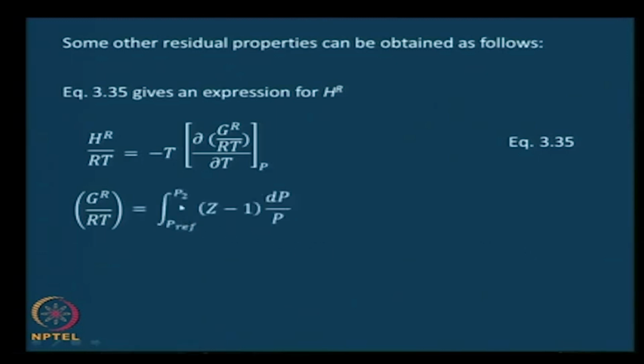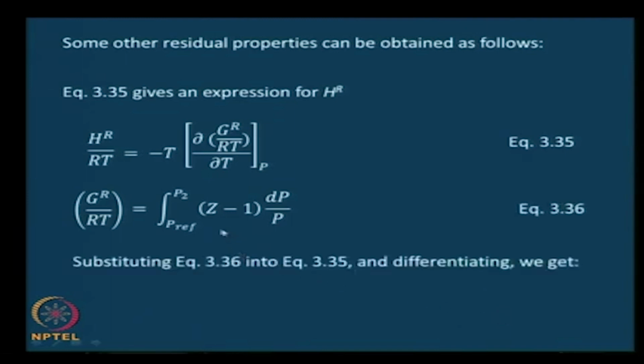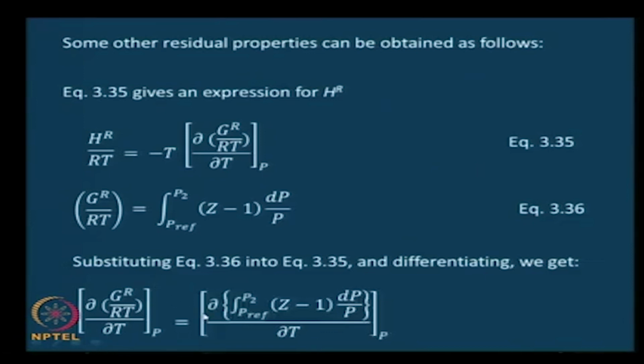Gr by RT we have already seen as the integral from P reference to P2 of (Z minus 1) by P dP, and if we substitute equation 336 for Gr by RT into equation 335 to get Hr by RT, we get into this situation. ∂/∂T of Gr by RT at constant P equals ∂/∂T of the integral from P reference to P2 of (Z minus 1) by P dP.